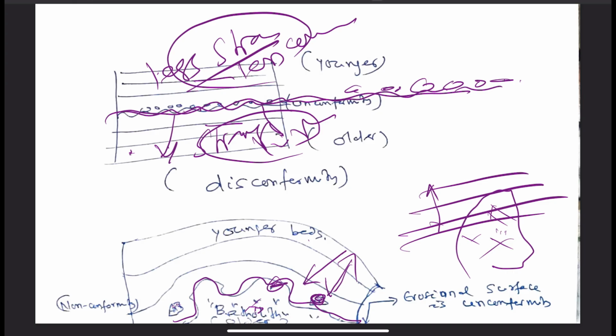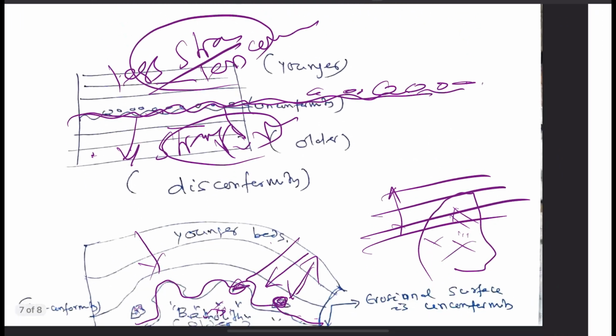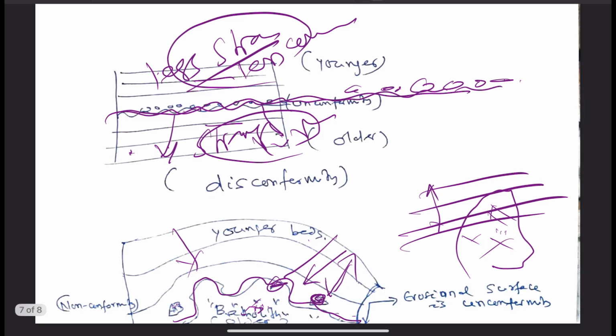Here, as the fragments of this batholith are found in the upper layers, this was existing before the formation of these younger beds. So this is the unconformed surface, and this unconformed surface is called non-conformity. Non-conformity, disconformity, angular unconformity, these are the types of unconformity which help in establishing the rock sequence, which one is older, which one is younger, and thus are very useful in building the stratigraphy.